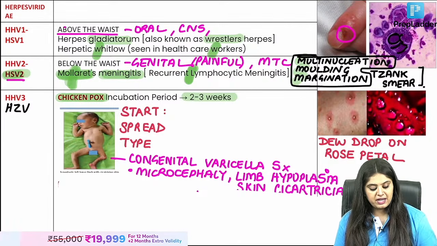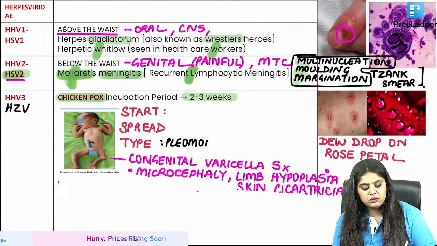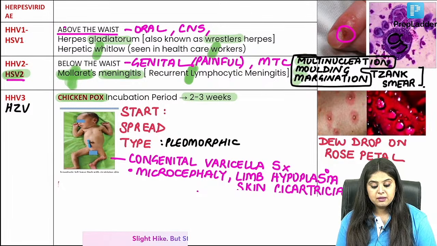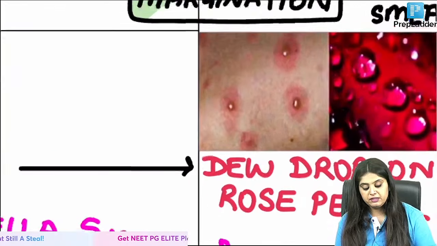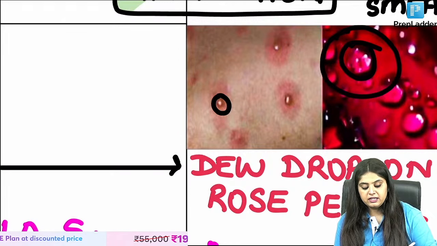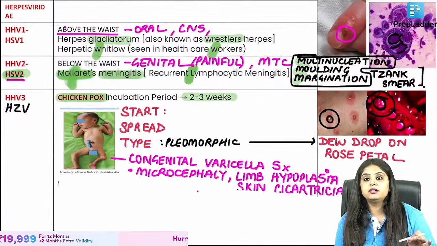Now, where does it start? Chickenpox rashes. Ma'am, rashes are said to be pleomorphic. Means they can be macules, papules, vesicles, and every other stage is possible. But very commonly, they are defined as dewdrop on petal appearance. Dewdrop means it looks like a vesicle as if it is filled with water, and petal means red color, so the base is going to be erythematous. That is known as dewdrop on petal appearance.